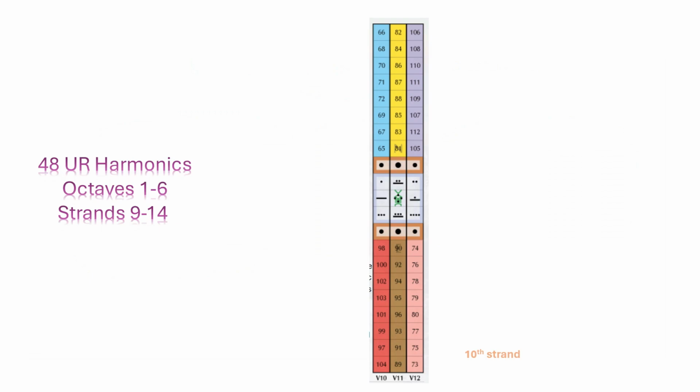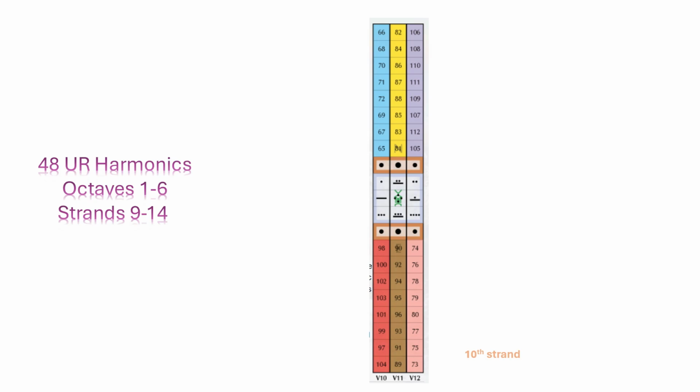Next, we want to visit the 48 UR harmonics, octaves 1 through 6, strands 9 through 14. What the 48 UR harmonics do is they add to our 64 UR runes that we already have. They're there to complement the DNA codons that we have from our metabolic behavior coordinators.